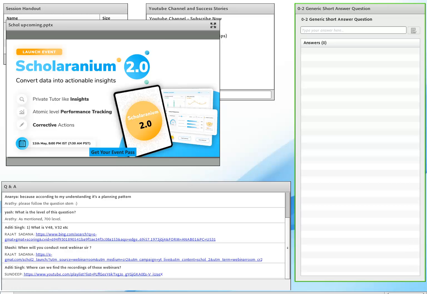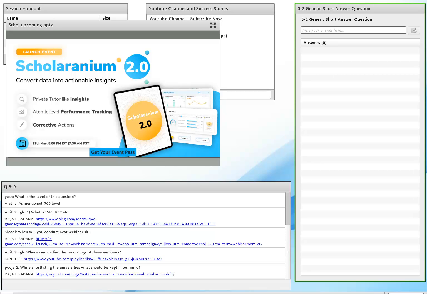How do you shortlist universities? What should be kept in mind? Okay, let me just tell you. How do you select a business school? Here is how you go about selecting a business school.